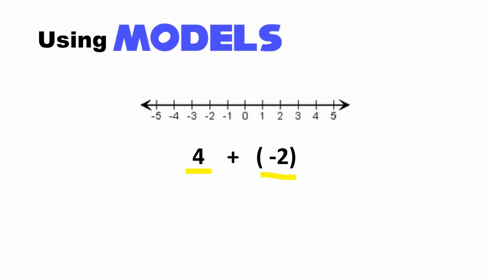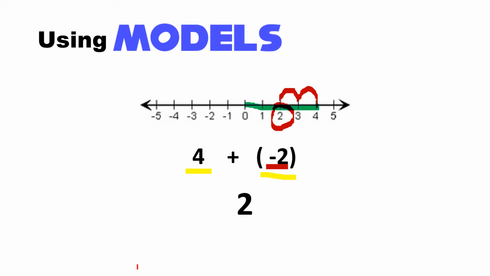So I'm going to go to my number line. If I went to 4 first, so I'm going to add 4. 1, 2, 3, 4. Now it says plus a negative 2. So because this is a negative 2, I'm going to go 2 this way. 1, 2, and we're going to get here. That's a positive 2. So our answer to that is simply 2.